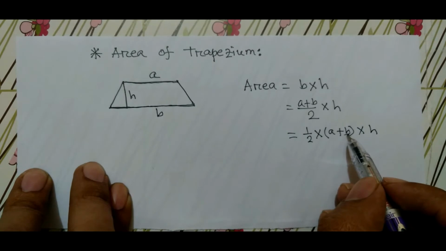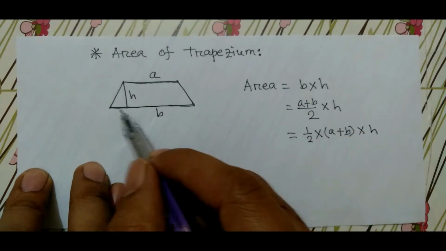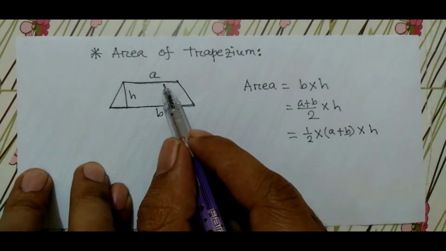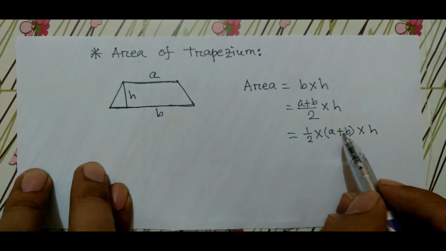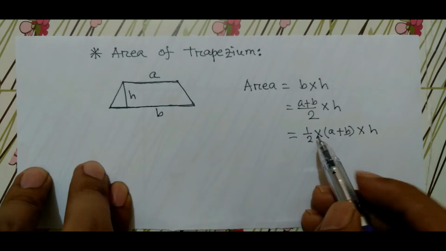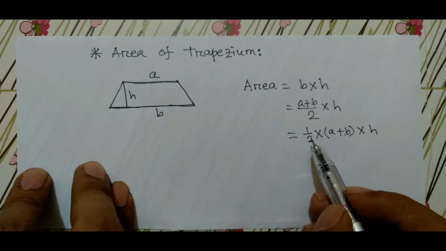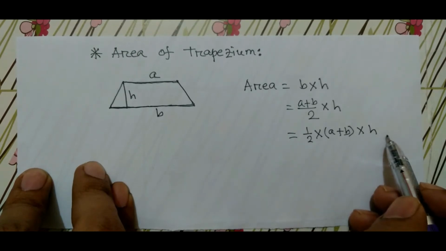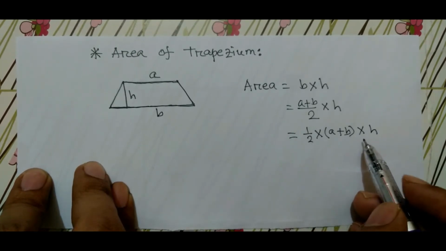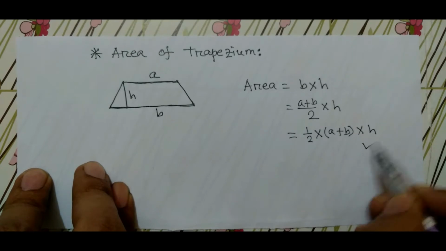Here A plus B means the sum of two parallel sides. One parallel side is A and another parallel side is B. So A plus B means the sum of two parallel sides. So our formula of trapezium will be half multiplied by sum of two parallel sides multiplied by height. So this is the formula of trapezium, and it is so easy.